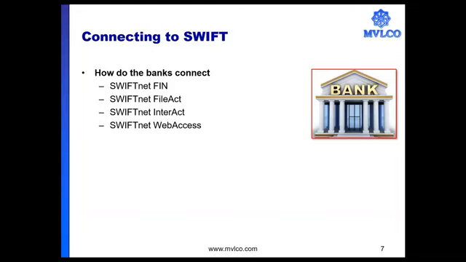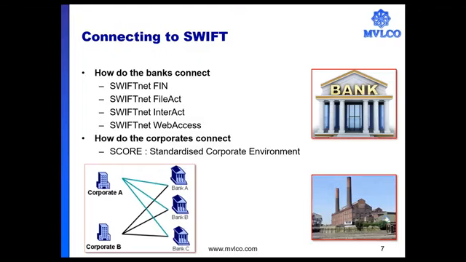Now let's understand how corporates would connect to the SWIFT mechanism. There are three basic methods of how corporates would connect. The first mechanism, which is used by a corporate to connect to SWIFT, is called SCORE, the Standardized Corporate Environment. Now, the SWIFT for Corporates initiative was initially introduced in 1999 in a limited form.